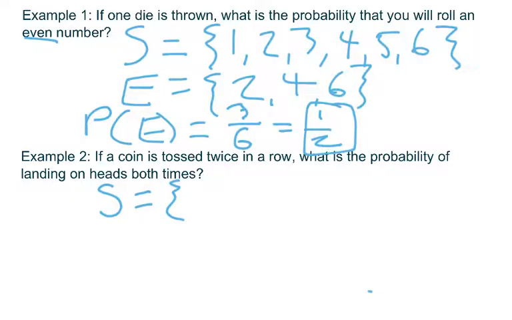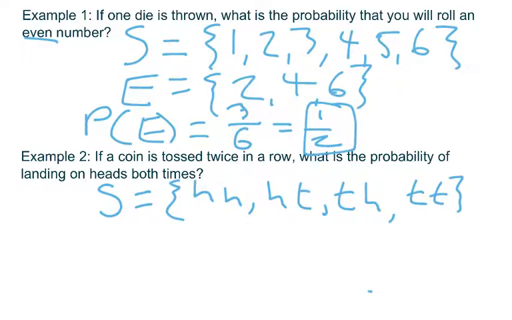Well, I'm going to represent heads with H and tails with T. You could get heads both times, heads followed by heads. You could get heads followed by tails, tails followed by heads, or you could get two tails. What's important here is the number of outcomes in the sample space, which is 4. This is all possible outcomes.